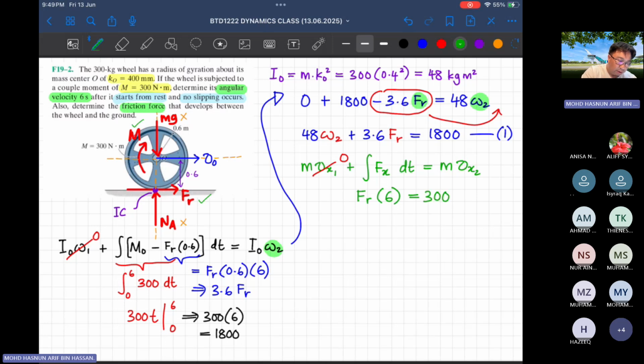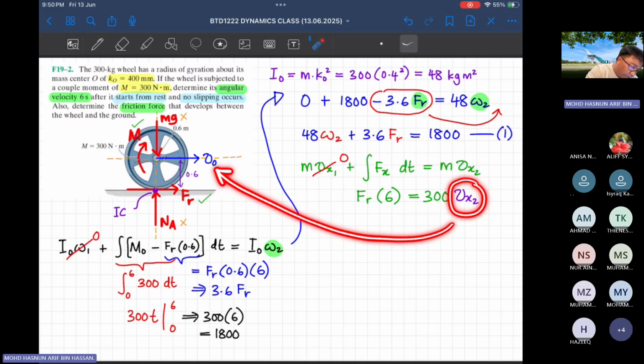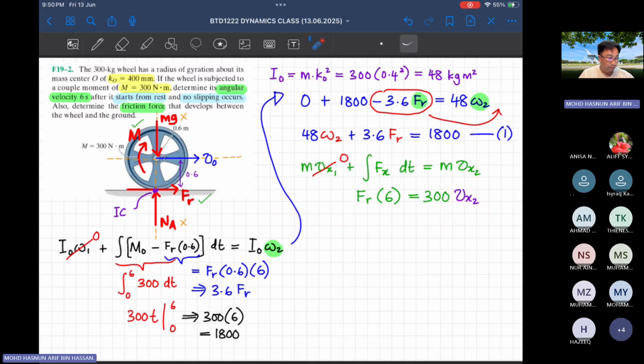Okay, m is 300. But now we have Vx2, which we don't know. Vx2 is basically referring to VO. VO is Vx2, because VO is the velocity of the wheel, and it only has velocity in x-axis. There is no velocity in y-axis because there is no motion in y-axis. Because of this IC location and VO, we can use the rotation equation. So we can use Vx2 is equal to omega 2 times R.